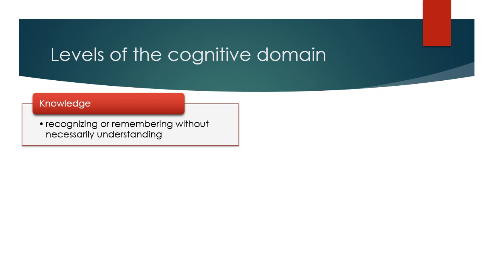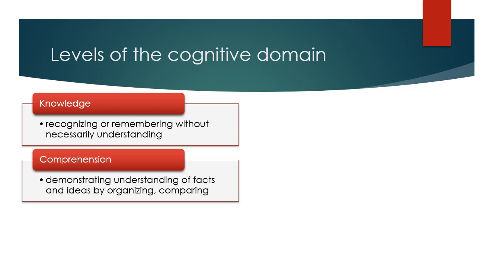So I tell you a definition and then I say what is XYZ and you give me the same definition back. This is the first level, knowledge. Comprehension, the second level, demonstrating understanding of facts and ideas by organizing or comparing. So I tell you a few things and then I ask you which of those things is better and you give me one name.